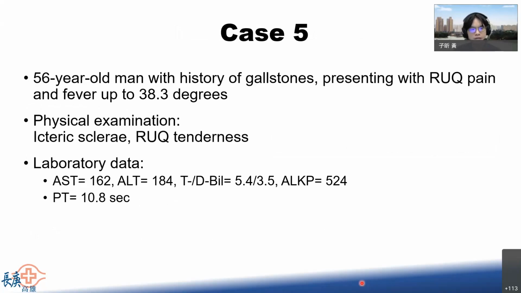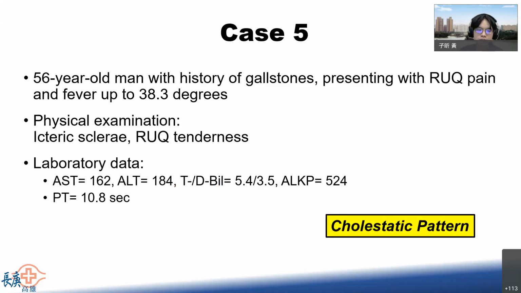Okay, let's talk about this next case. This is a 56-year-old man with history of gallstones and presents with right upper quadrant pain and fever up to 38 degrees. Okay, so this patient has fever and right upper quadrant abdominal pain, and he has a clear history of cholelithiasis. And when you perform physical examination, you see that the patient has frank jaundice. The sclera is icteric, the right upper quadrant, you palpate, there's tenderness, and you see that the AST is 162, ALT is 184, the total and direct bilirubin are 5.4 and 3.5, alkaline phosphatase is 524. The prothrombin time is normal.